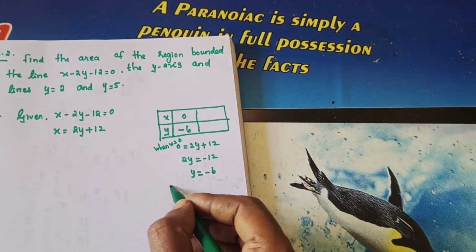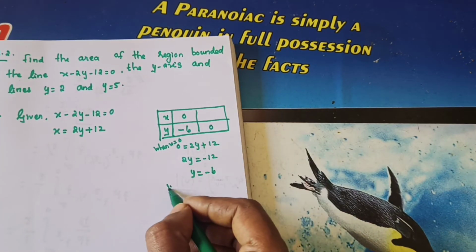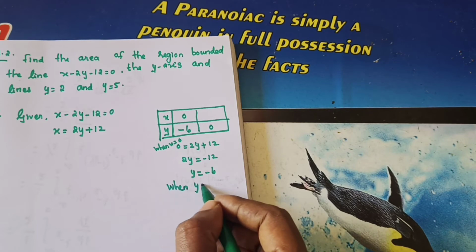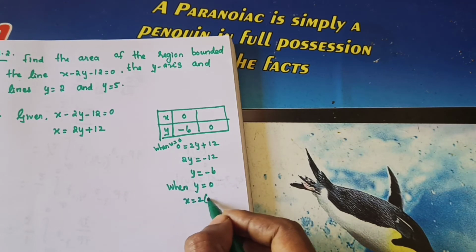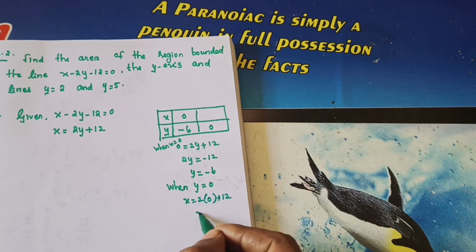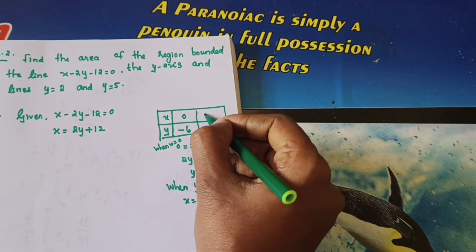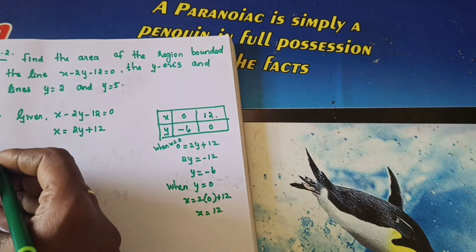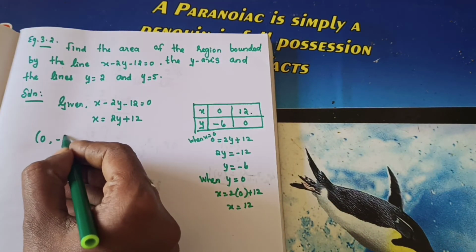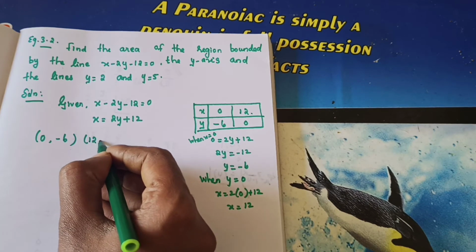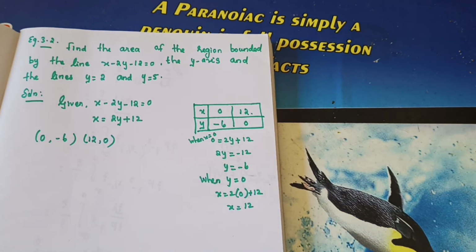Next what will you do? Here for y you can take 0. So when y is equal to 0, substitute there. x is equal to 2 into 0 plus 12. So what's the x value? 12. Now you got the points. What are the points? 0, minus 6. Another point 12, 0. Okay. So approximately if you draw, that will be enough.